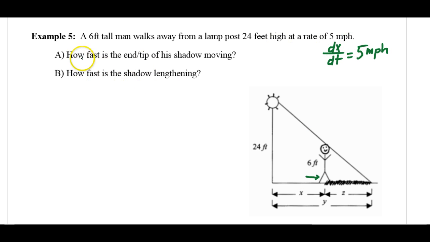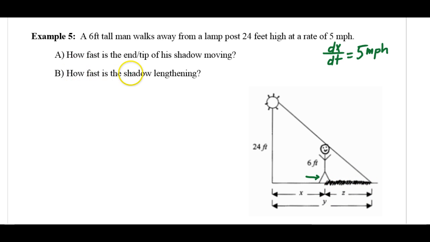Now let's look at these two questions. Part A, how fast is the end or the tip of his shadow moving? So this is the difference between the end or the tip of his shadow versus, in part B, how fast is the shadow lengthening? So if you think about, let's say it's dark and this light post is shining down on this man, this portion that's been darkened here, this is the man's shadow. So we've given that a variable name of z.